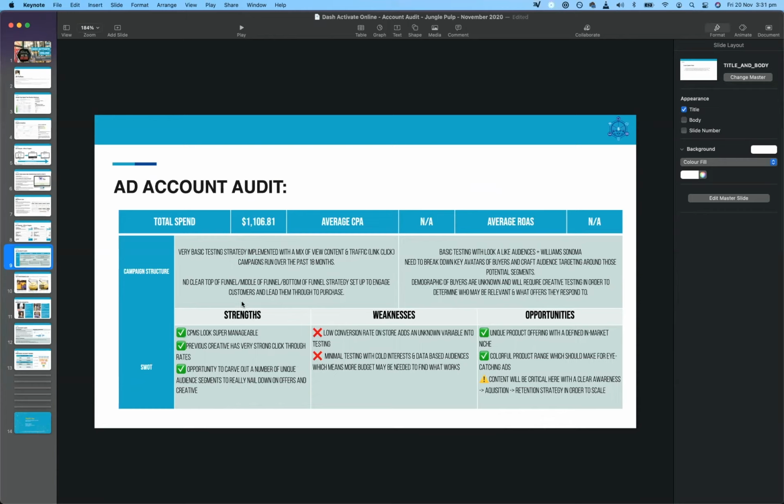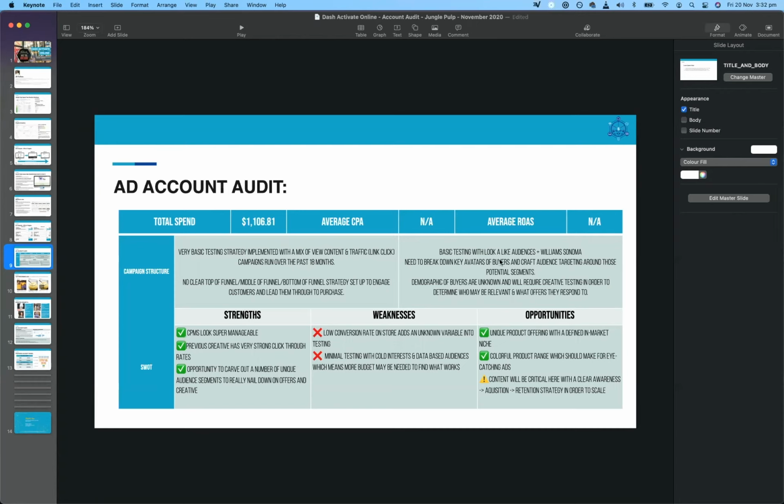I've got a couple of other things to run through here, but in terms of what you have done, view content and traffic in terms of the objectives you're optimizing for tend to drive higher clicks but lower quality audience. So that's also part of it. Also, running a clear top, middle and bottom of funnel strategy is definitely going to be helpful here. And I'll explain that in a second. I've mapped out what that would look like.